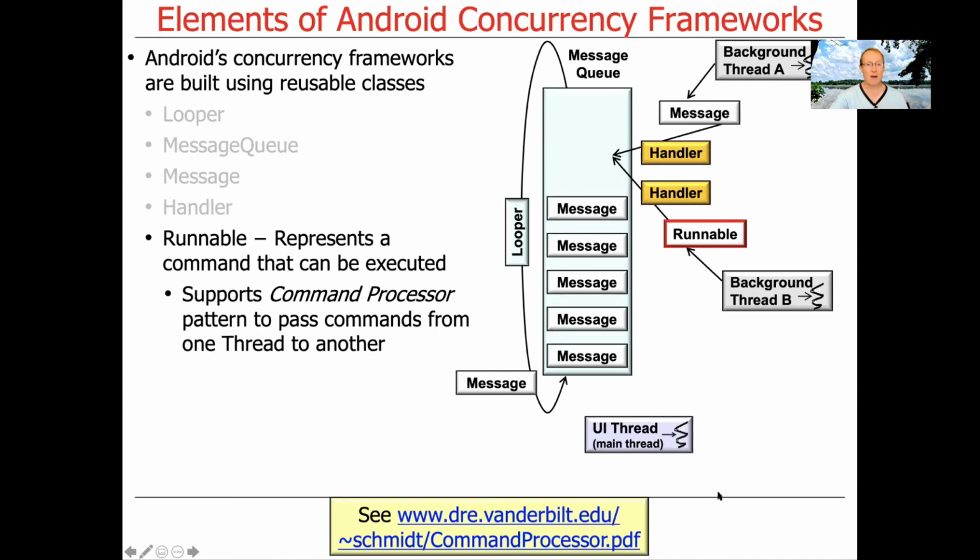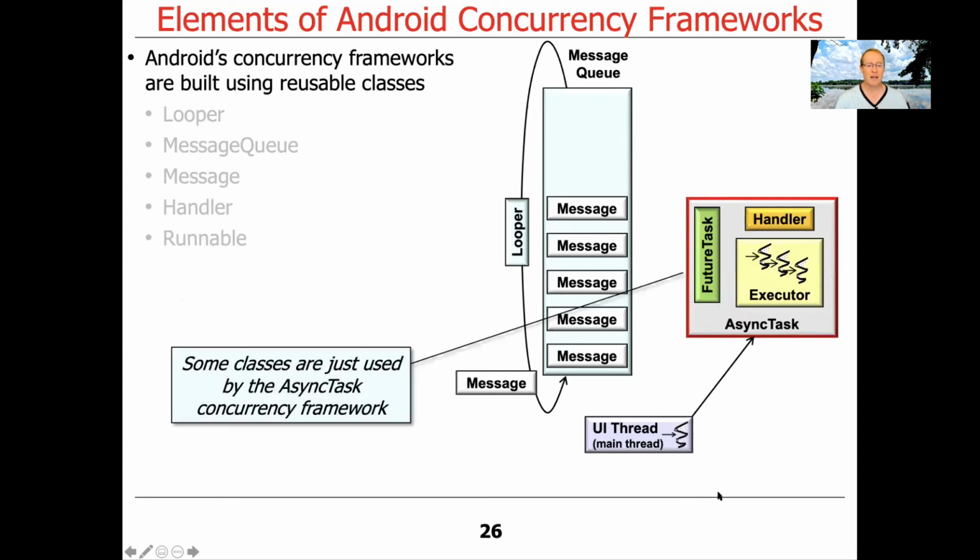So you can read more about the command processor pattern here. All the classes we just looked at are used by the Android HaMeR framework, which stands for handlers, messages, and runnables. It's also used by the AsyncTask framework. There's also a couple of classes that are only used by the AsyncTask framework.